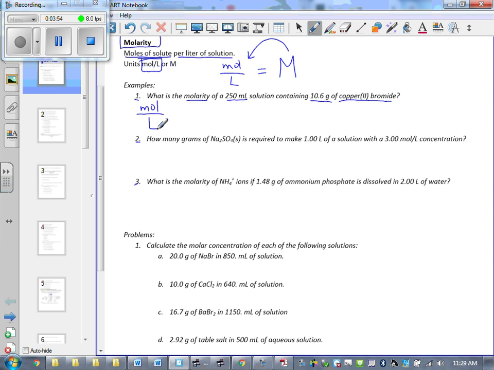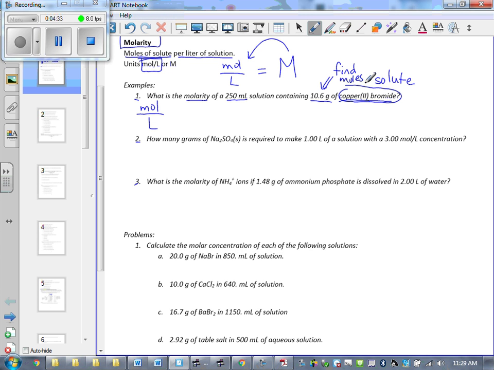All right, so moles of solute. So what's our solute? What are we dissolving? Yeah, we're dissolving copper 2 bromide. This is our solute. And we know how many grams of copper 2 bromide we have. Yeah, so we've got mass, Michaela's saying, so we've got to find moles. What do we need in order to convert that mass to moles? Divide it by the molar mass.